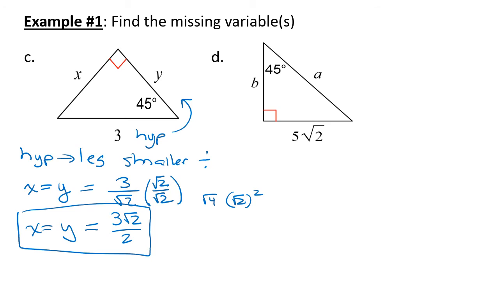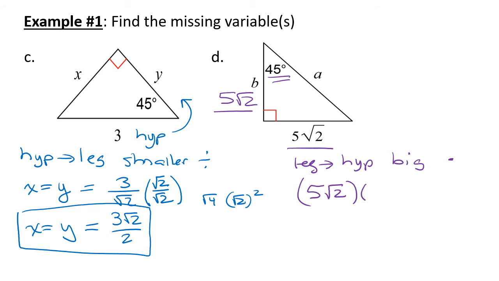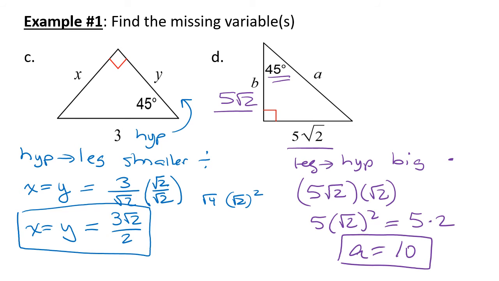All right, another fun example. So in example 1D, you have a leg that's 5 square root of 2, which tells me my other leg is 5 square root of 2. I'm going from my leg to my hypotenuse, so again, I'm getting bigger, which means I'm going to multiply to get bigger. Because this is a 45, 45, 90 right triangle, I'm going to take my leg length that I have and multiply it by that multiplier of radical 2. So if I have 5 times the square root of 2 squared, the square root of 2 squared is just 2, which tells me that A is going to be 10 units long.